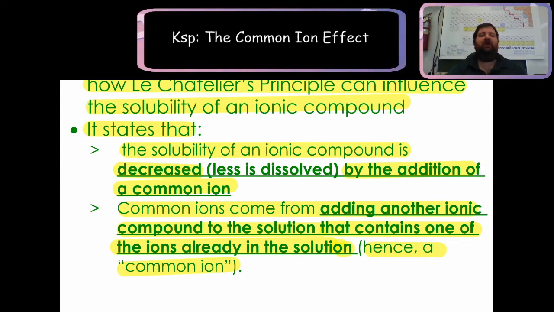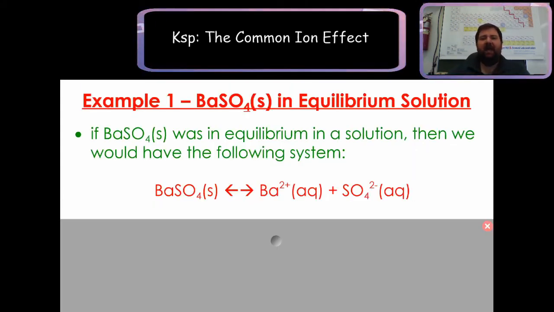All right, let's go ahead and try this. And when we try this, you're going to notice how similar to Le Chatelier's principle this is. Let's look at this first example. If barium sulfate is in an equilibrium solution, then that means that it's completely saturated. So it's at its saturation point. And if barium sulfate was in an equilibrium solution, then that means that it is going to be full of barium 2+ ions and sulfate 2- ions. That is how barium sulfate dissociates.